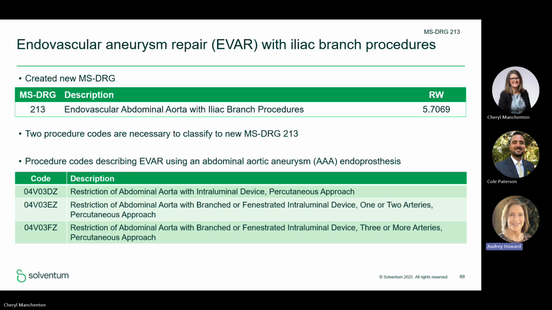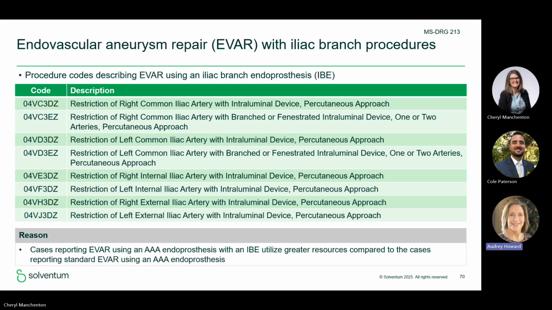One is a procedure code describing the EVAR using an abdominal aortic aneurysm endoprosthesis. And then on the next slide, the second procedure that is needed is the procedure describing the EVAR using an iliac branch endoprosthesis. So, having these two procedure codes, the reason for the creation of this is that these two procedure codes together utilize greater resources compared to the cases reporting standard EVAR using an AAA endoprosthesis.